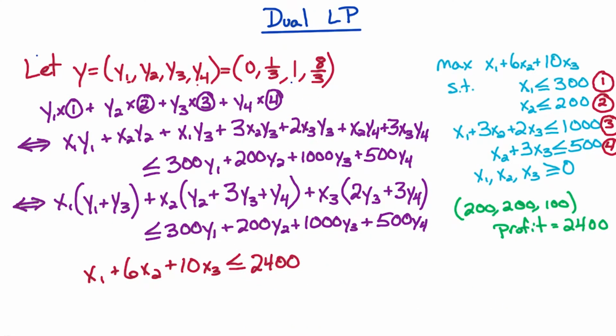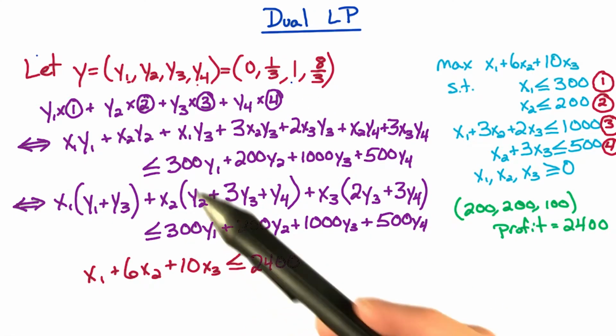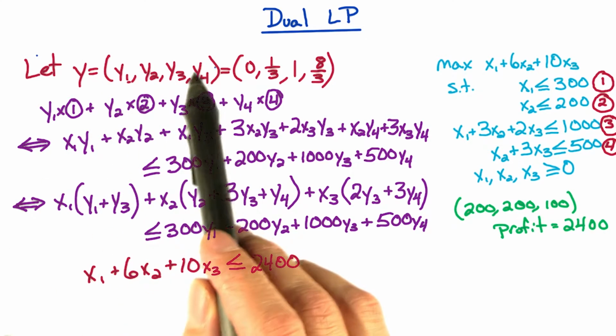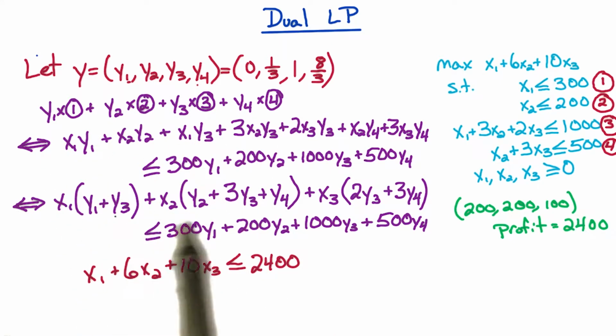How do we find this y? Or a better question is, what were the conditions that we needed on this y? What did we need out of this y? Well, we wanted that when we plug this y in, the left-hand side was the objective function. Actually, we just need that it's at least the objective function.